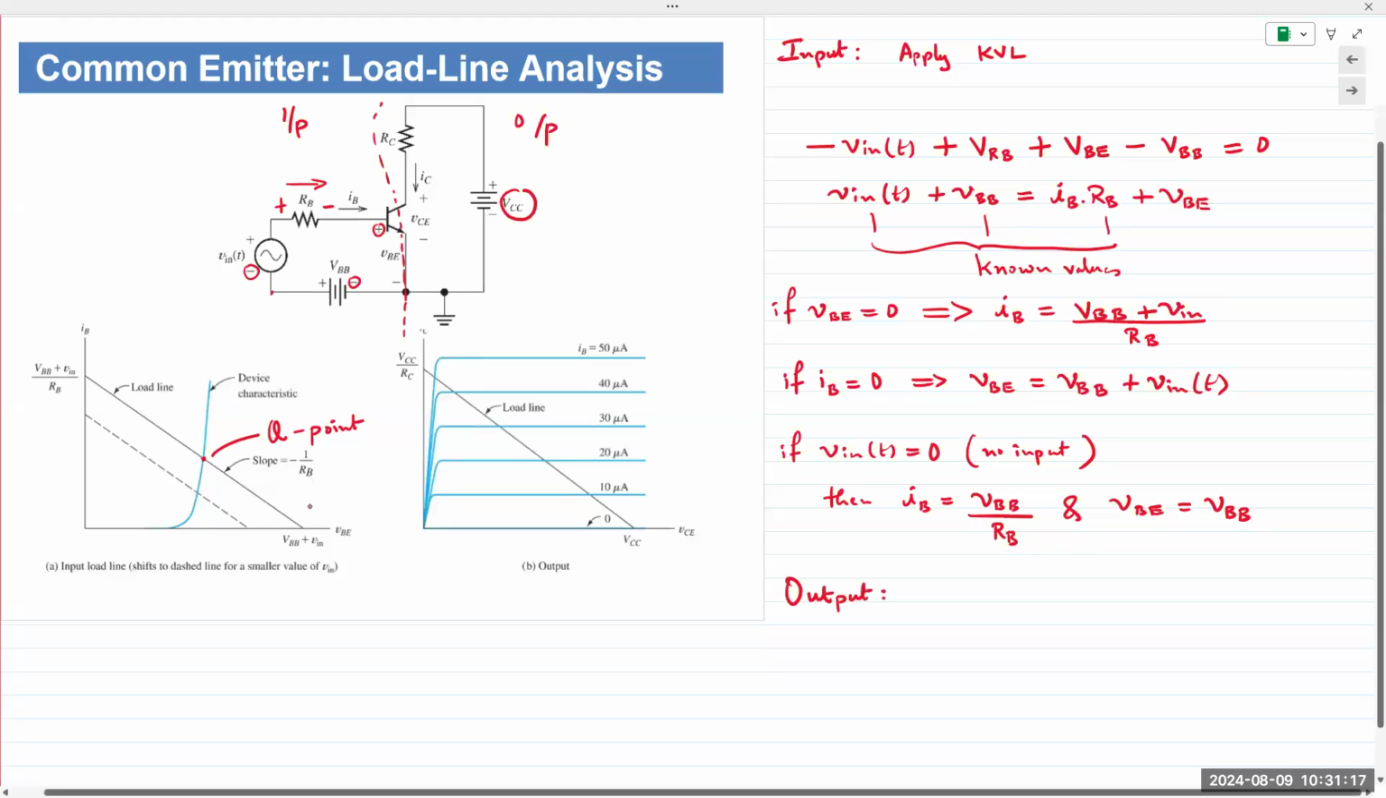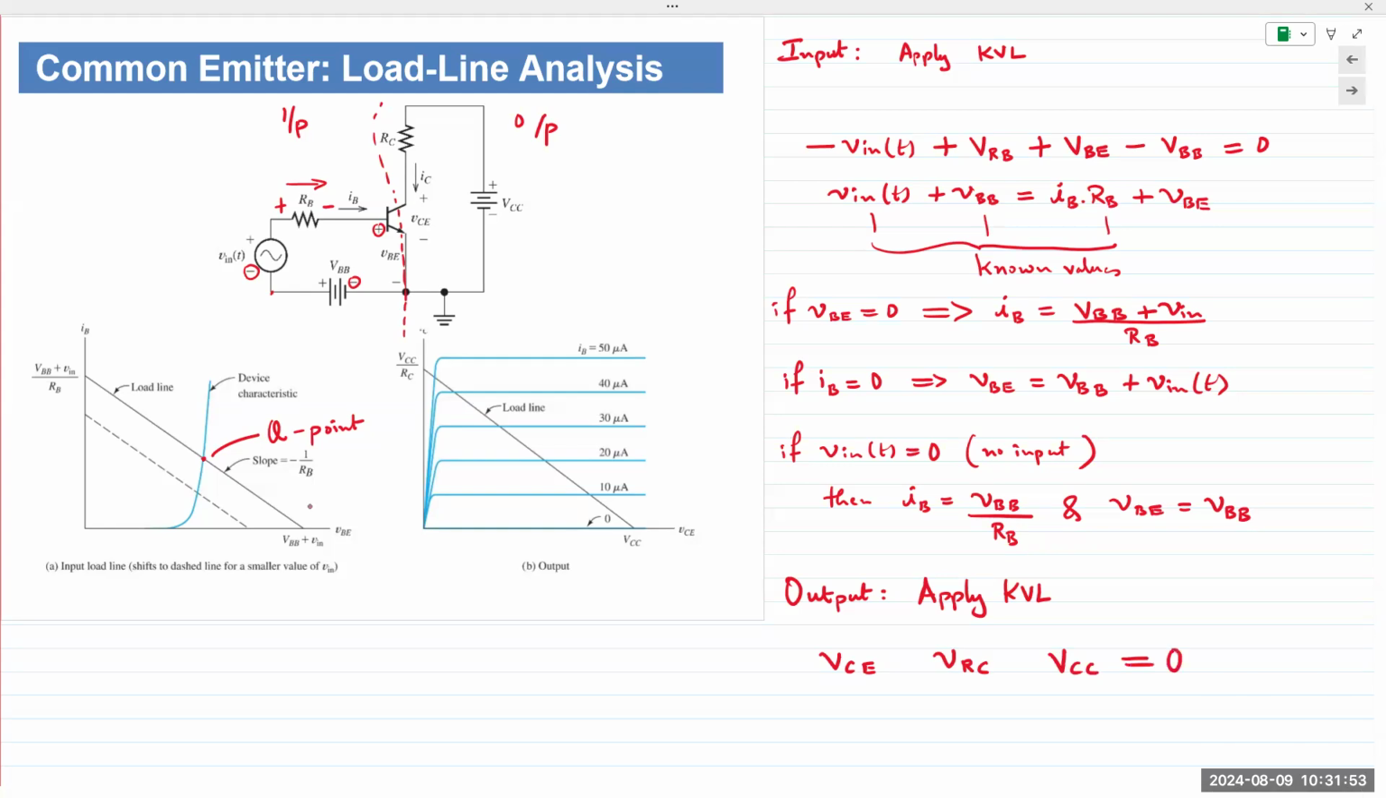Okay, the output is also straightforward. We apply KVL. We have three voltages: VCE, the drop across RC, and then VCC. So three voltages. Let's wipe that out and apply KVL. Once we apply KVL, you can see I have VCE, and I will call this VRC, the voltage across the collector resistor RC, and then VCC, summing up to 0.